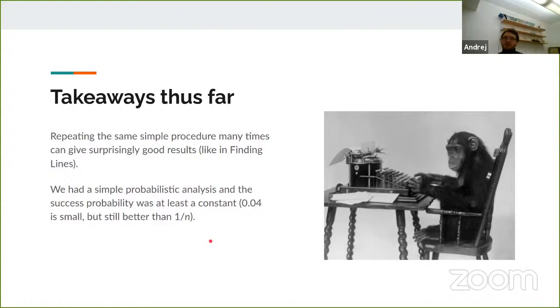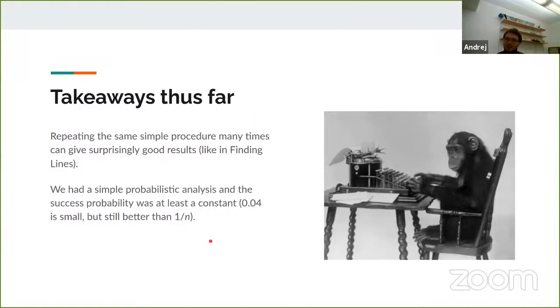With finding lines, it was choosing a random line out of obviously those valid lines that you would consider. So you take a pair of points rather than an arbitrary line in the plane. In both of these settings, the error was a constant. So 0.04 was a probability of success, and the error was 0.96. So even though 0.04 is small, this is still better than 1 over n as n grows and grows and grows. So the number of runs was not affected by the size of the input. So we always had a pretty good idea what we needed to do.